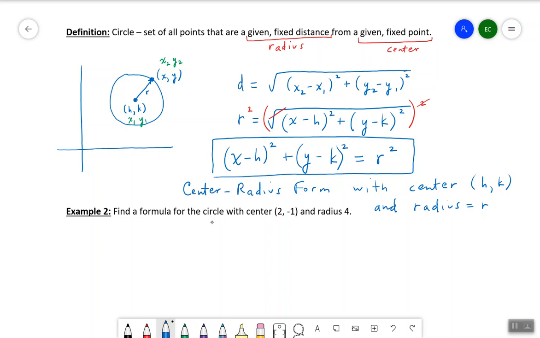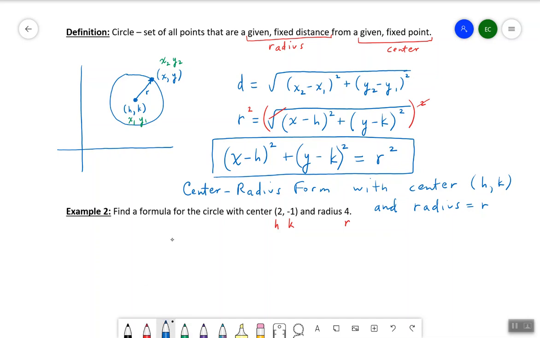We can find a formula for a circle with center at (2, -1) and radius 4. So let's see, that's the circle that we graphed up above. I don't think we need to look up there right now. I think we can just go ahead and take our values for h and k for the center and our value for r, the radius, and plug them into this formula.